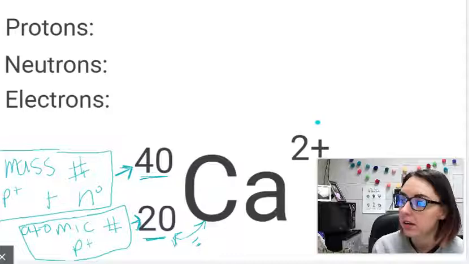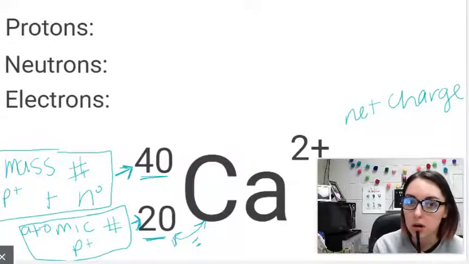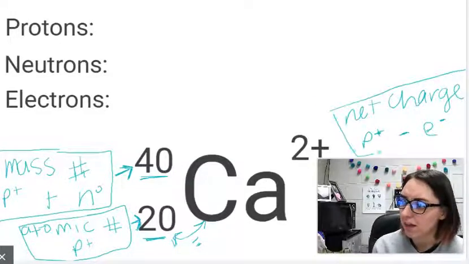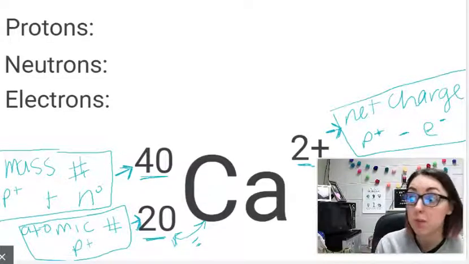Okay, and then up here, we've got the net charge. So our net charge is going to be your protons minus your electrons. So if your net charge is neutral, that means that you have the same number of protons and electrons. If your net charge is positive, like in this case, you have more protons than electrons. And if your net charge is negative, it means you have more electrons than protons.